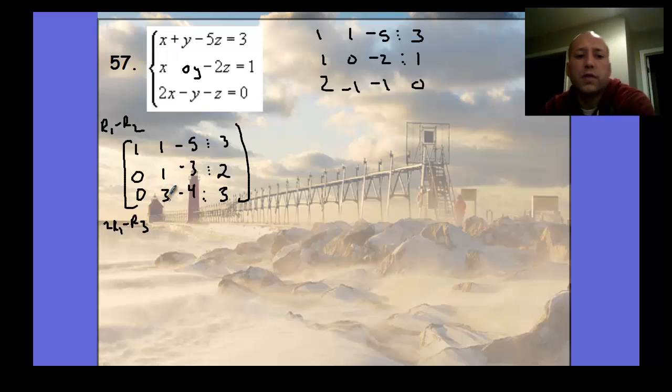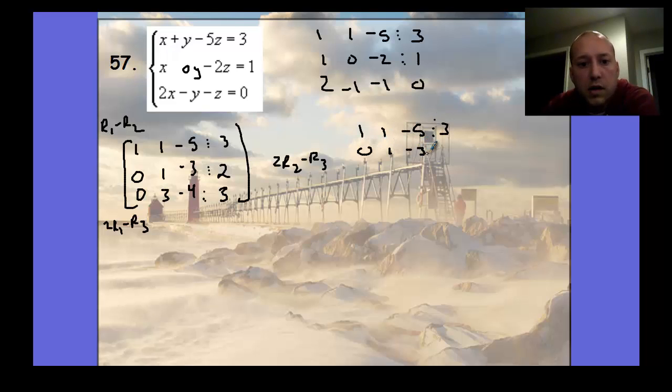Next step is to get rid of this y coefficient. So I'm going to do 2 times row 2 minus row 3. First row stays the same. I still want the second row as is, but I use a multiple of that to subtract to find a new row 3. So then 3 times 3 would be 0. Negative 6 minus negative 4 would be negative 2. And then 4 minus 3 is 1.